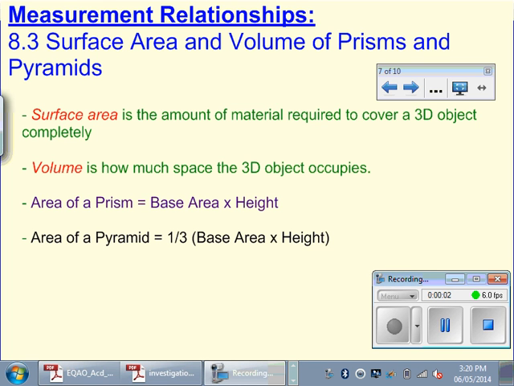Hello, this is Measurement Relationships 8.3, Surface Area and Volume of Prisms and Pyramids. Now, the surface area is the amount of material required to cover a three-dimensional object completely. So it essentially is, if I want to make a box, how much cardboard would I need? So what is the exact amount of surface that needs to be covered? Volume, however, is how much space a 3D object occupies, whether it's full or empty.